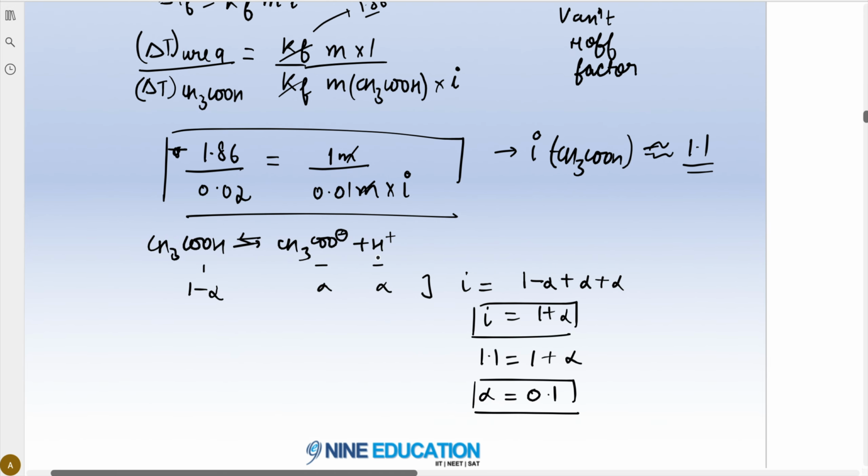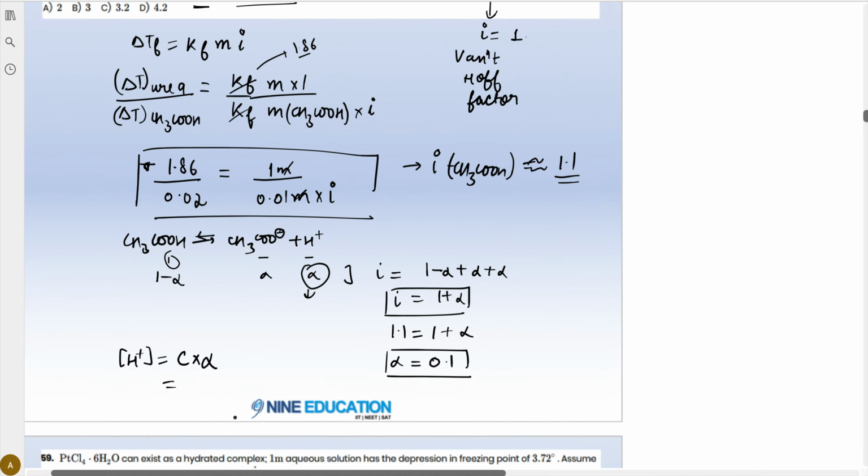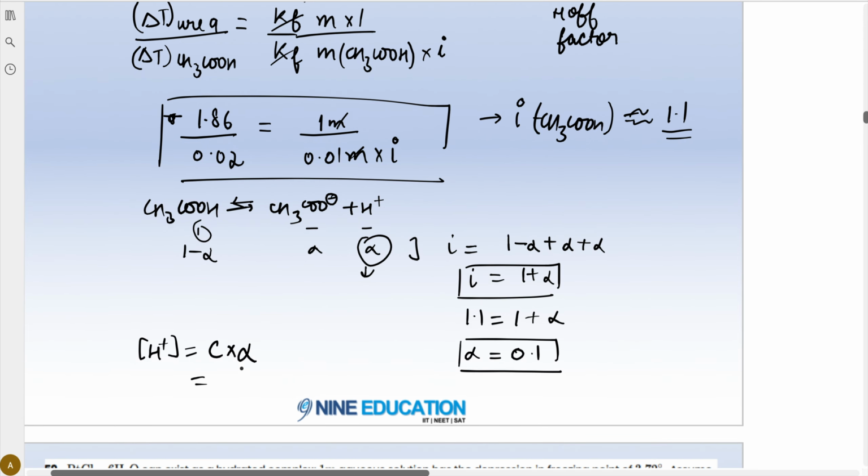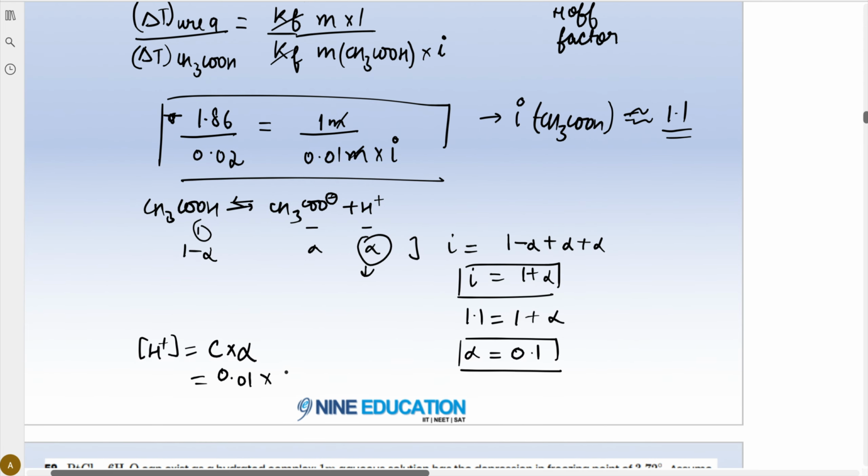Now if alpha came out to be 0.1, now you try to see how much H positive ions are there. So for 1 mole it is alpha, for C concentration it is C alpha. The concentration of acetic acid was given 0.01. So you multiply 0.01 with 0.1 alpha, this will give you 0.001. Now this is the concentration of H positive ions in the solution after dissociation of this acetic acid.